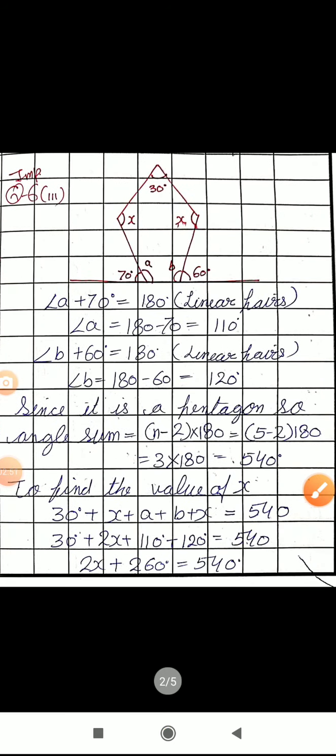Now the last part of question number 6. Here you can see that only one angle is written as x, but there is a mark on all the lines which symbolizes that all its sides are equal. It means it is a regular pentagon.